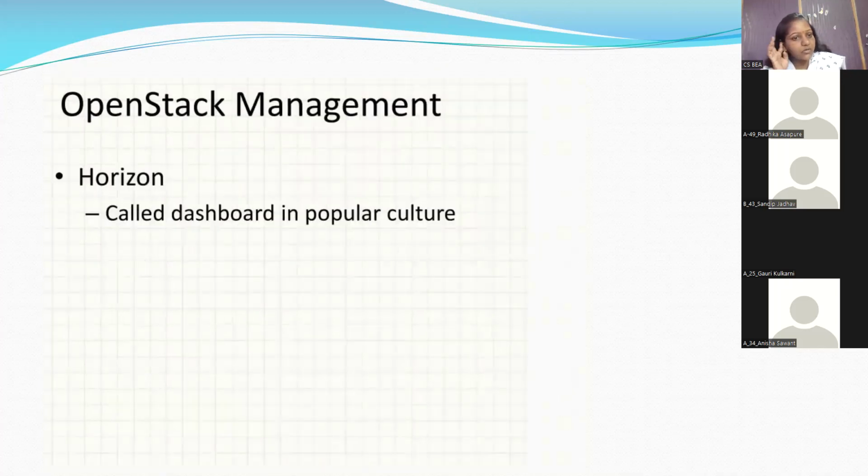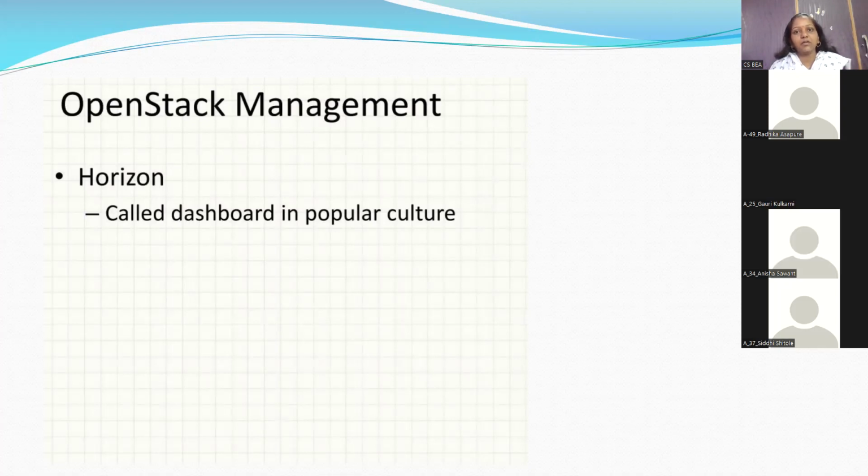Then OpenStack management. Management is done through the dashboard, as we have seen in the architecture part. That particular dashboard is also known as Horizon, which will be providing the user interface or API, so that each and every part of your cloud, OpenStack will be made available to you through this Horizon.